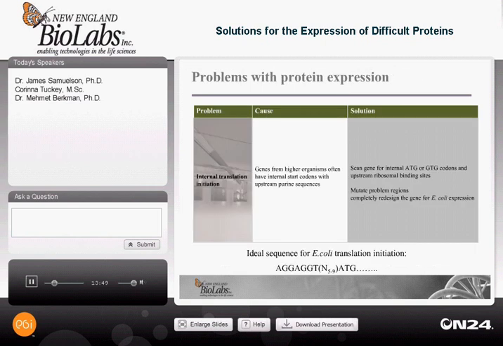Internal translation initiation may occur when expressing archaeal or eukaryotic genes, since these genes often have internal ATG or GTG codons with upstream purine sequences that can act as ribosomal binding sites. So the solution is simple. Mutate these problem regions while maintaining the conserved codons if possible. This mutagenesis can be done by site-directed mutagenesis, or again, the gene could be submitted for redesign and gene synthesis by an outside company.